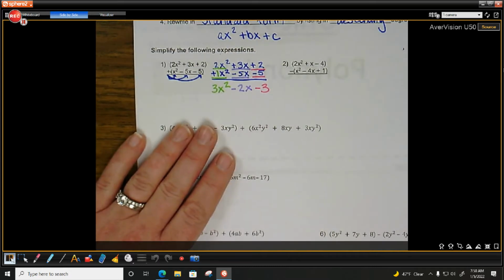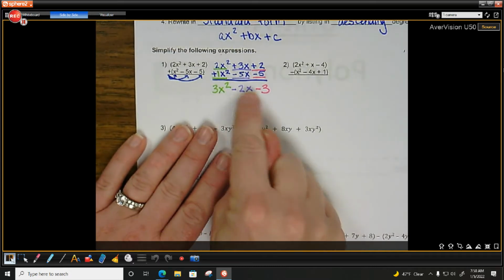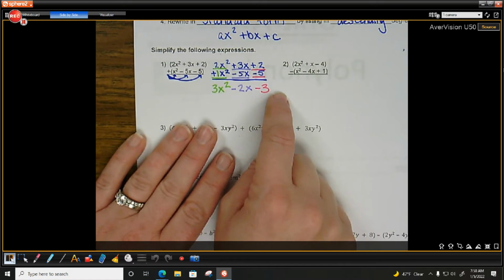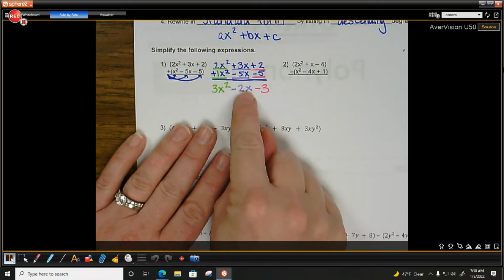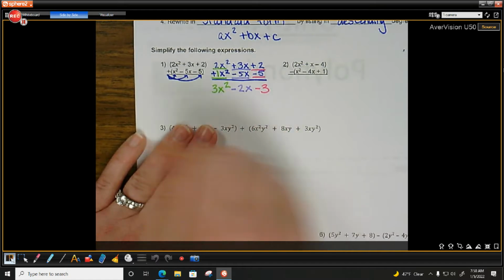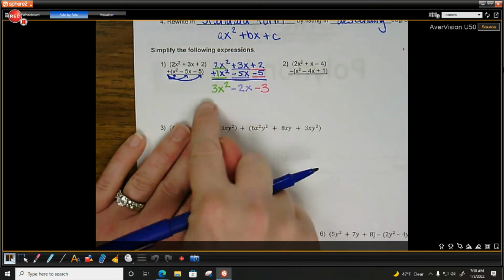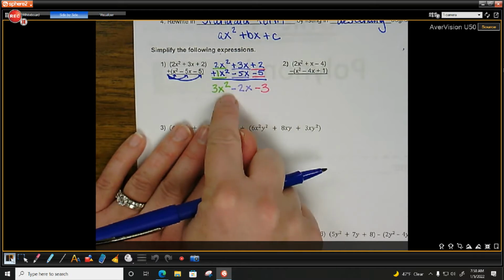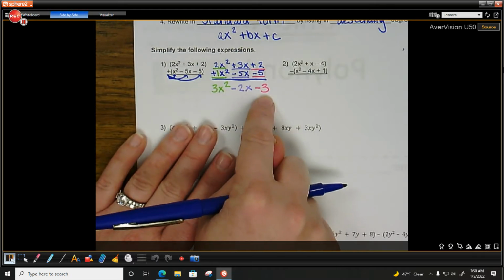Are any of these three terms like terms? I have an x squared, an x, and a constant. Are any of these three like terms? No. So we're done. Also, we're in descending order: x squared, x, constant. Biggest exponent down to not even having a variable. So that's my answer.